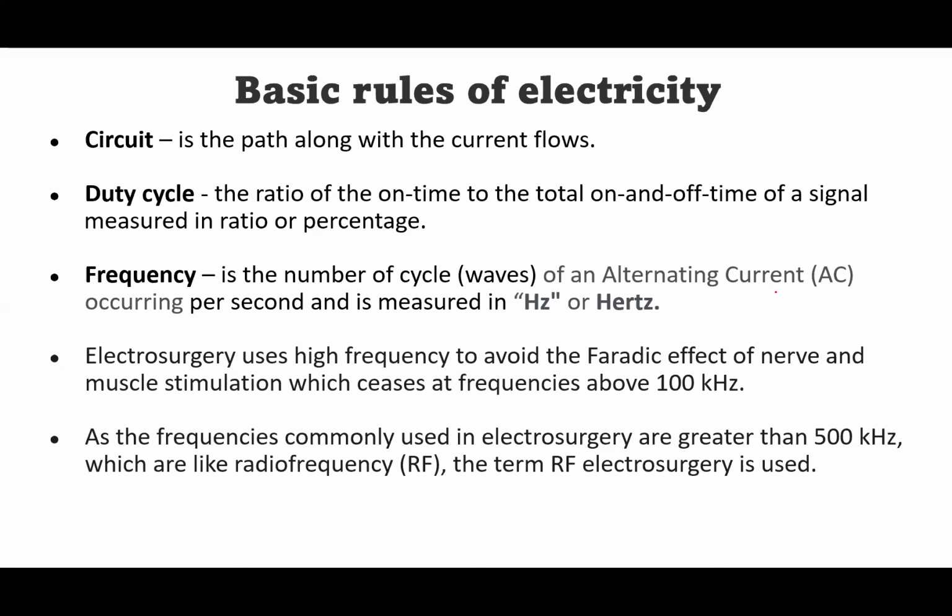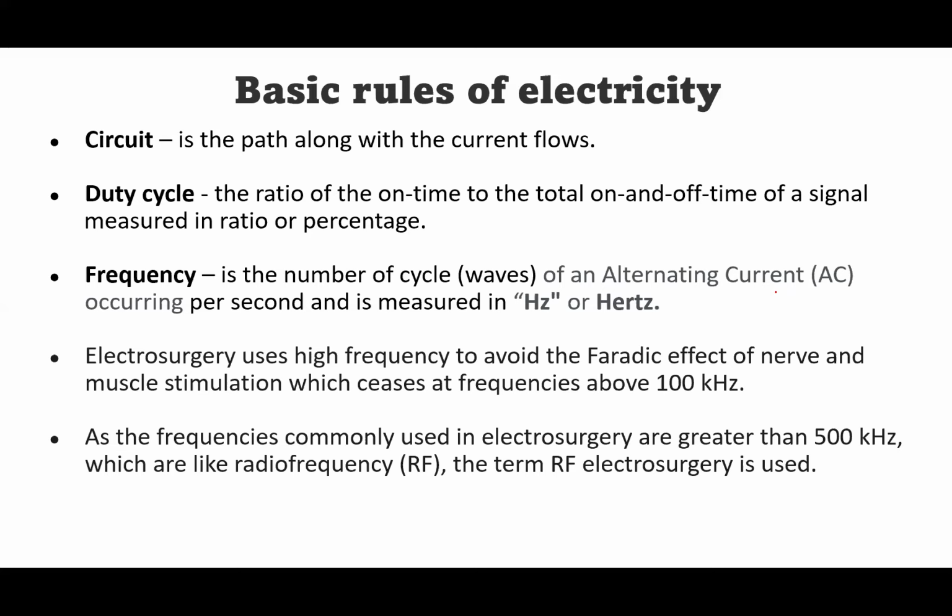Okay, these are all just basic rules in electricity about a circuit. There's a path along which current flows. A duty cycle is the ratio of the on time to the total on and off time of a signal, measured as a ratio or percentage. Frequency is the number of cycles or waves of alternating current occurring per second. So the number of waves you see in 1 second is the number of cycles, but you know the alternating current, as the name implies, alternates.